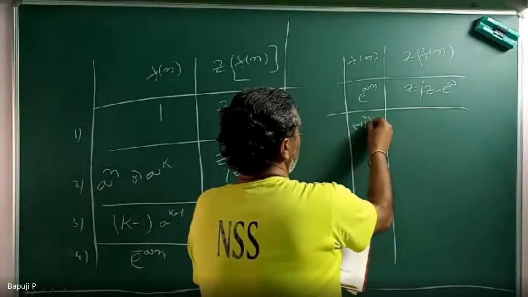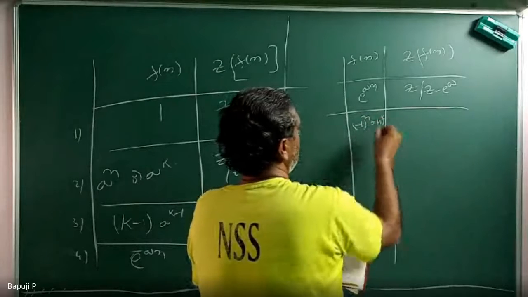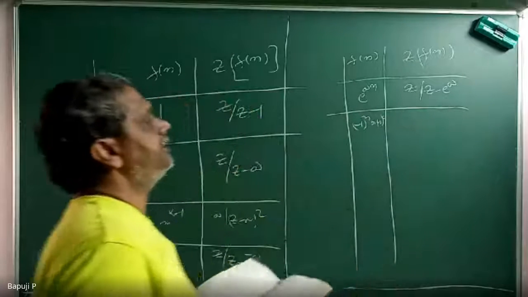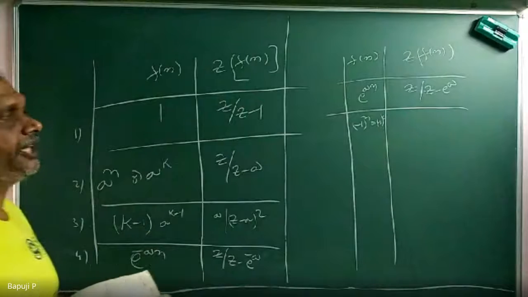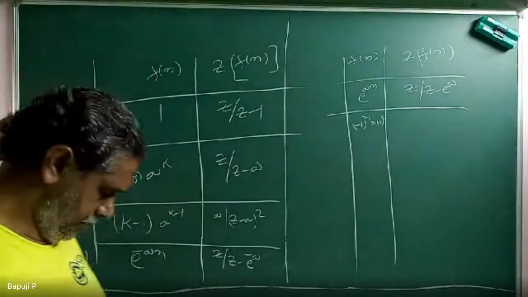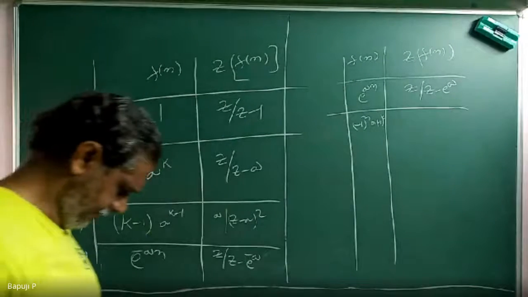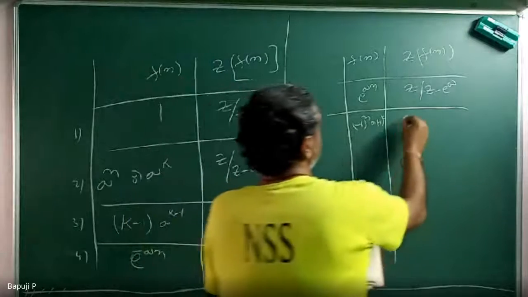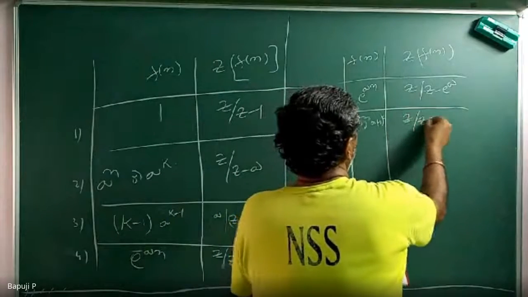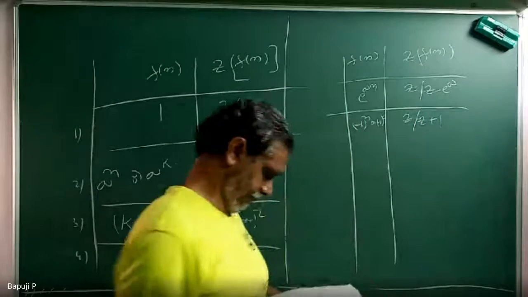Minus 1 power n or minus 1 power k. You can write in both cases. I am writing n only. Some people will use k also. Minus 1 power n or minus 1 power k. So this is equal to Z by Z plus 1.